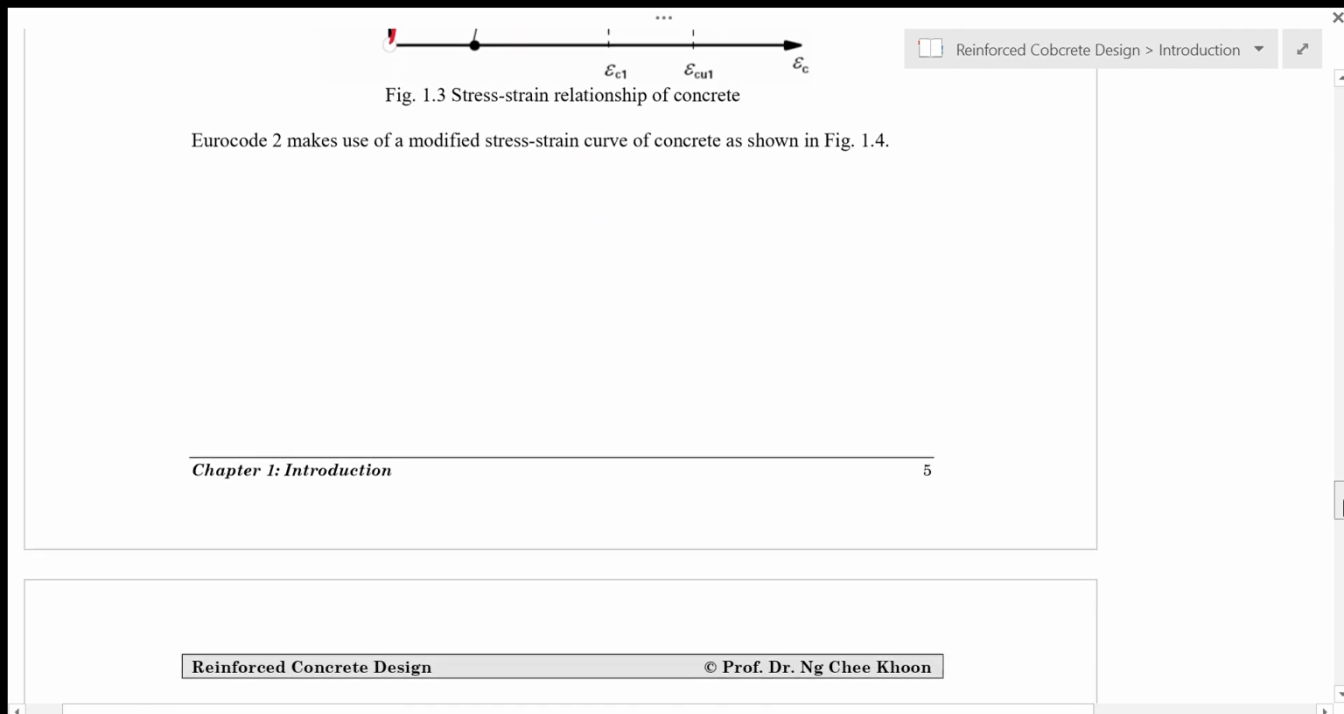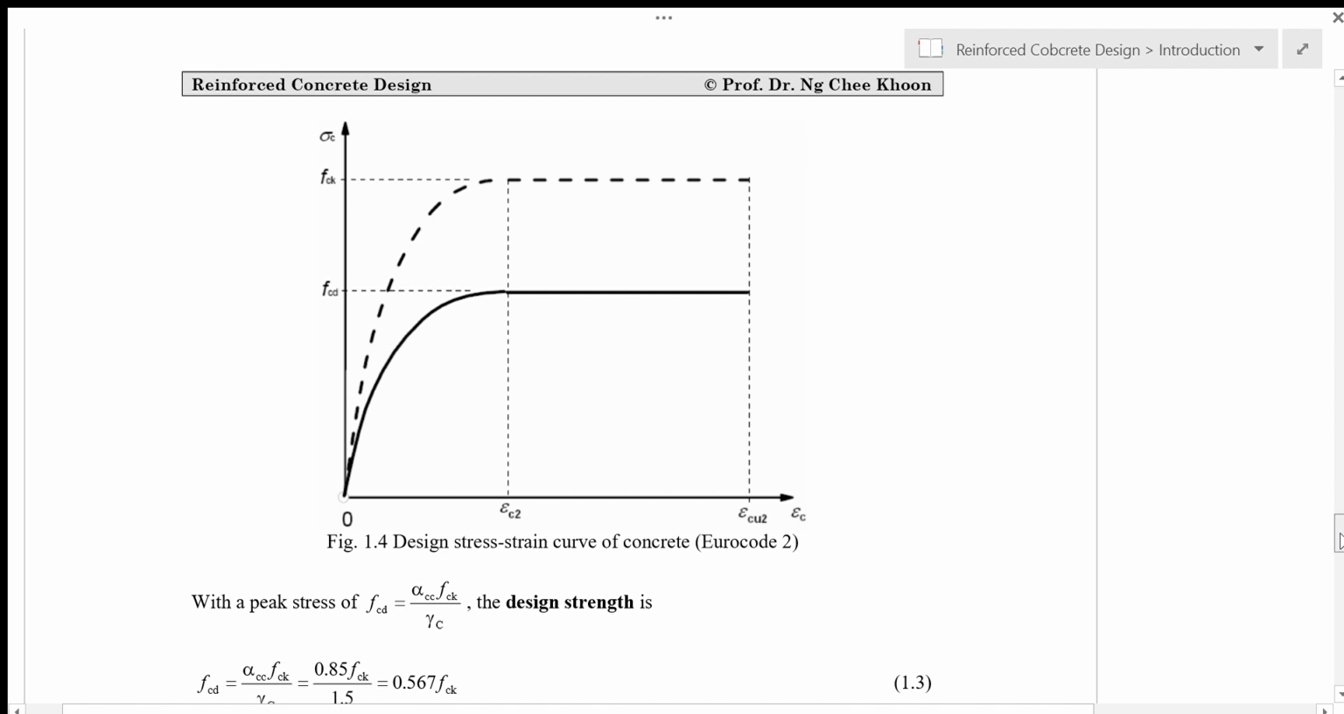But in design we try to simplify the stress strain curve. In this case we simplify it into the stress strain curve denoted by the dotted line here. In design, we take the characteristic strength of the concrete and reduce it by a certain factor to become the design strength of the concrete FCD.